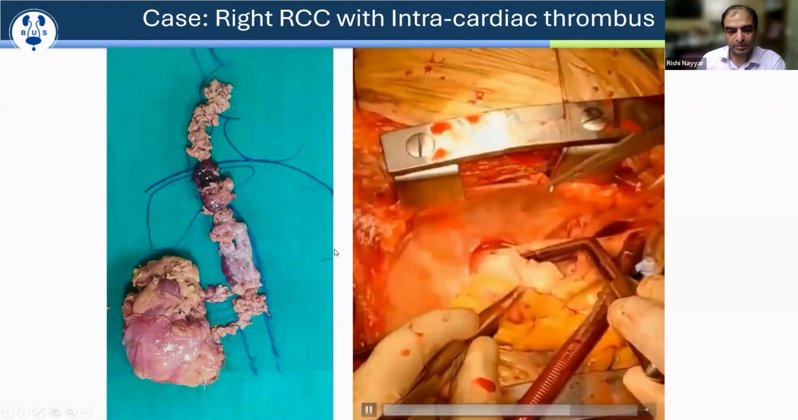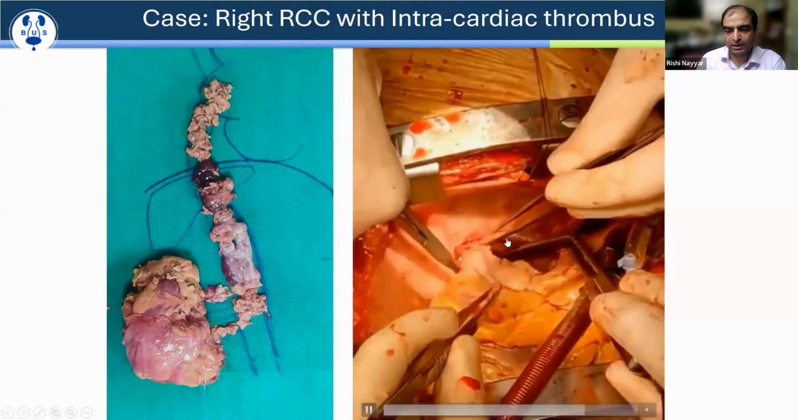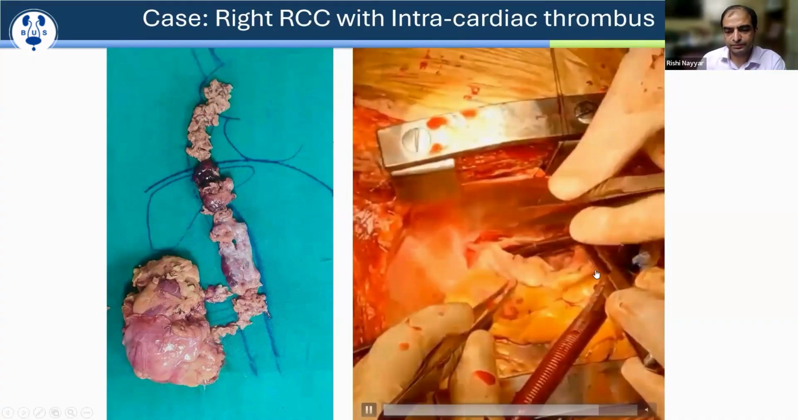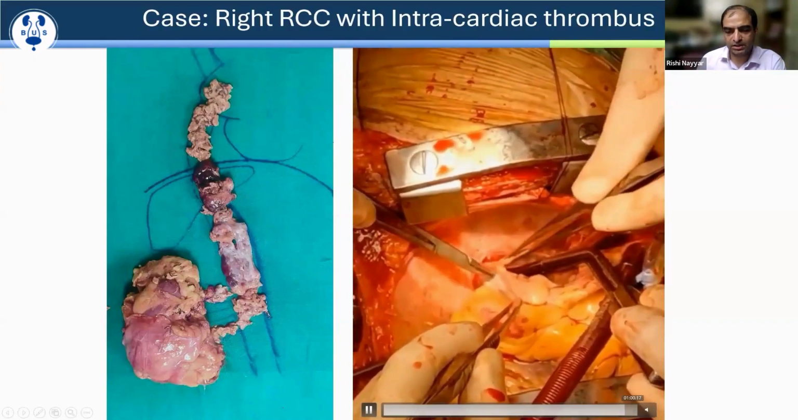And once the thrombus is completely removed, you just sew the atrial walls, and then the thrombectomy is completed.